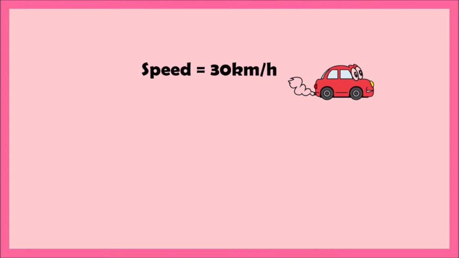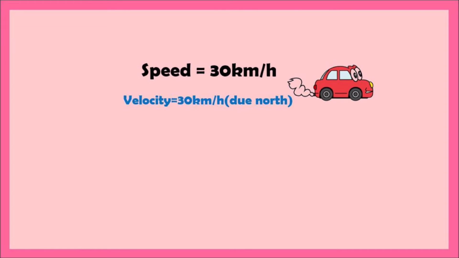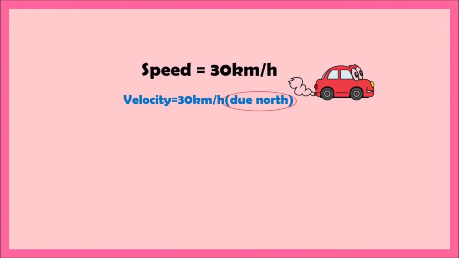That means that if we take this expression, 30 km per hour, just like that, this is speed because it says distance over time. So this is by definition speed, as simple as that. But for velocity, this expression would look something like 30 km per hour in the north direction, or due north. Now, let's take a look at a very simple example.